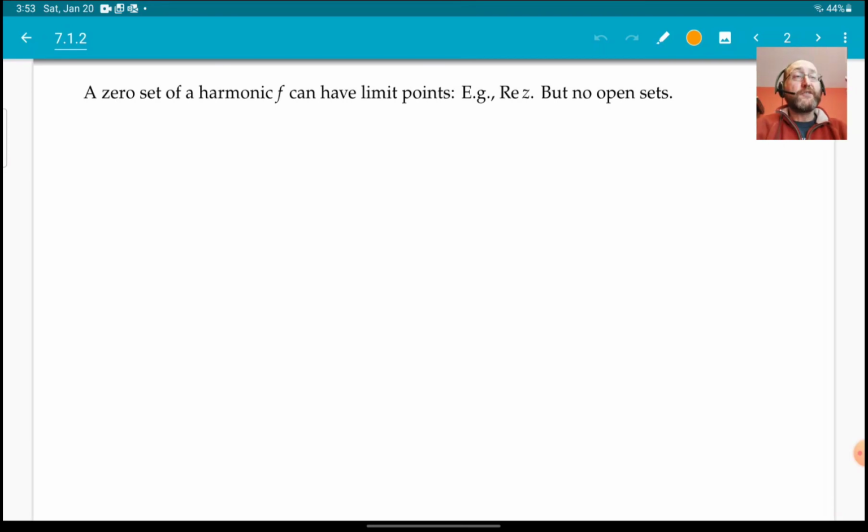Now, you will not get an identity theorem in the same way that we get them for holomorphic functions. Zero sets of harmonic functions can clearly have limit points. So for example, take the simplest possible harmonic function, the real part of z, right? Now, the zero set of this function, well, it's just the y-axis, wherever the real part is zero. So it clearly has lots and lots of limit points. But what the identity theorem will say is that there can be no open subsets of the zero set.